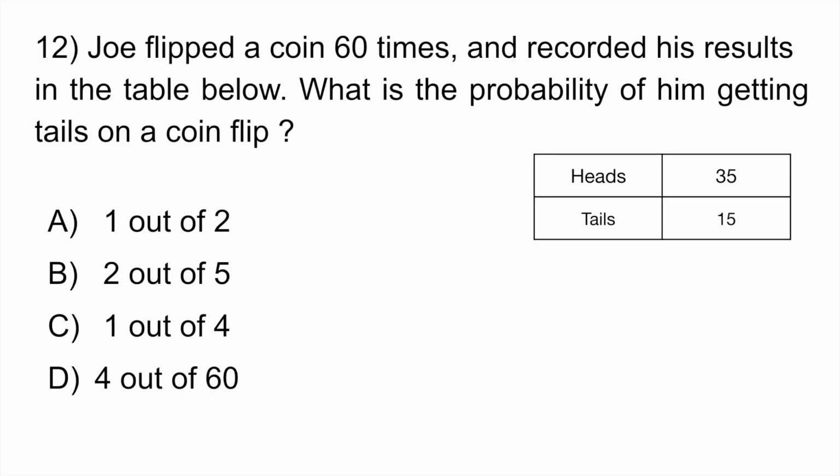All right, so this is a probability question. Joe flipped a coin 60 times and recorded his results in the table below. What is the probability of him getting tails on a coin flip?